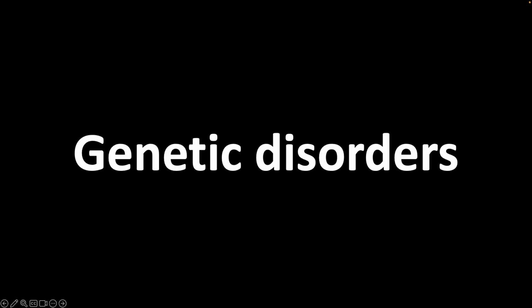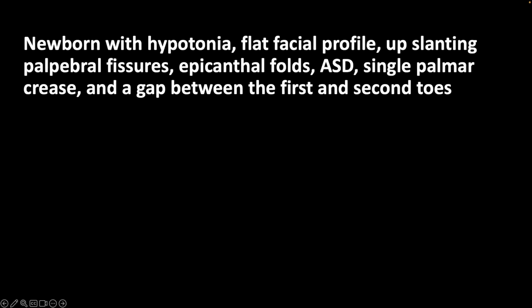Now let's talk about genetic disorders. So we have a newborn with hypotonia, flat facial profile, upslanting palpebral fissures, epicanthal folds, an ASD, single palmar crease, and a gap between the first and second toes. These are all things that are associated with Down syndrome, trisomy 21.